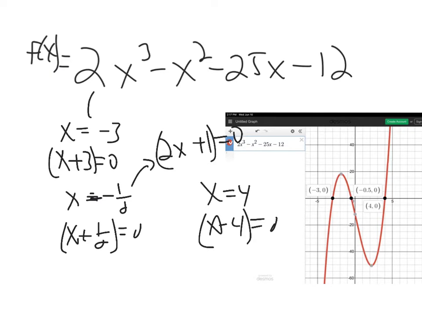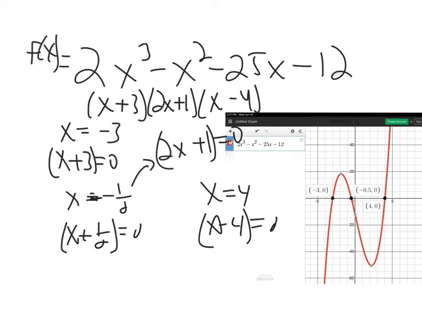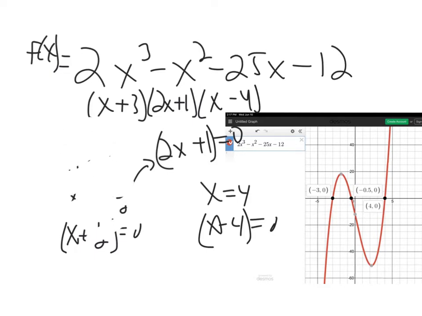So this polynomial factors to x plus 3 and 2x plus 1 and then x minus 4. Now, I'm only writing it in this order because sometimes, MyOpenMath's a little picky like that. For us as humans, it's really not a problem. So let's do some erasing. And if I were to expand that all out, I would come back up and I would get that original function. Okay, so there are the factors.